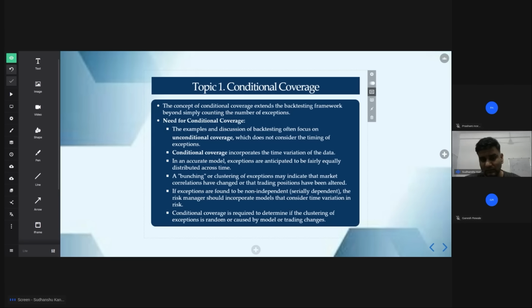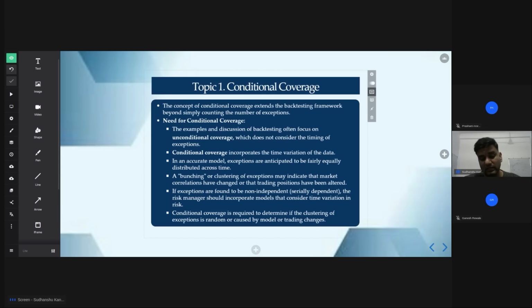When exceptions are not independent, if they are serially dependent, meaning one leads to another, the model underestimates your risk during high volatility periods. In such cases, the risk manager should adopt models that capture time-varying volatility. What are the time-varying volatility models we studied in FRM Part 1? Models like your GARCH models.